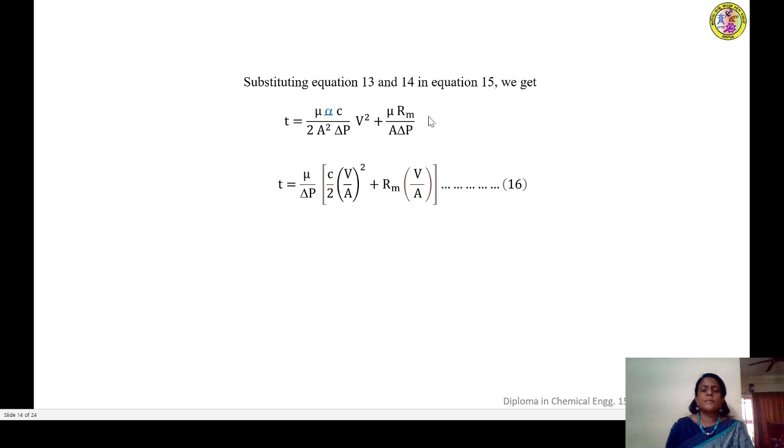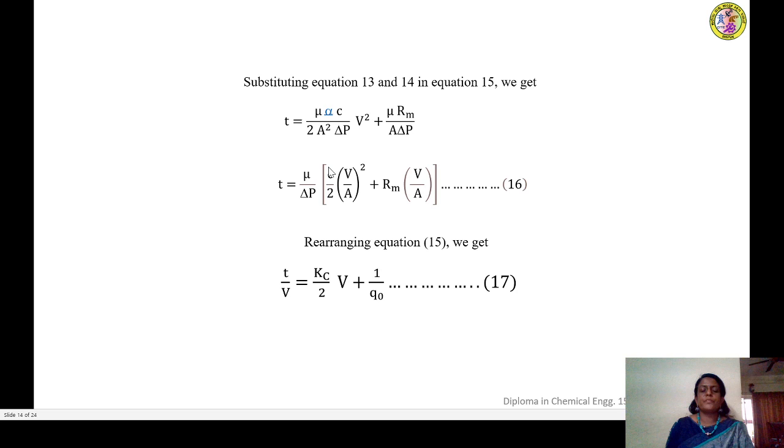So that v has been left out here. I just forgot to write that v here. One v term is missing in the second term on the right hand side. So the actual equation here is t is equal to mu alpha c by 2 a square delta p v square plus mu rm by a delta p into v. So that v remains inside the bracket.